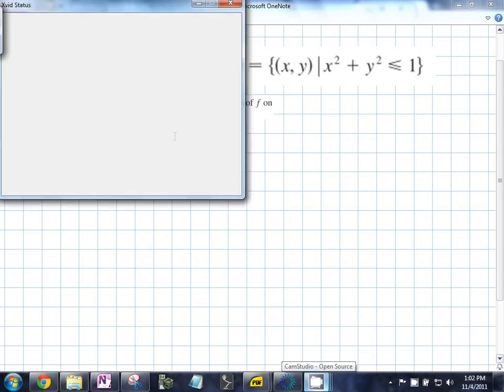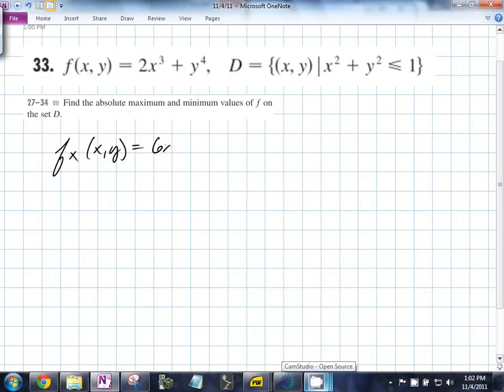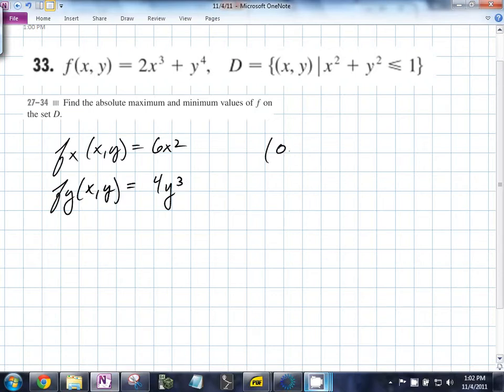fx is going to be 6x squared, and fy of xy is going to be 4y cubed. So this is going to be 0 only when? At what point? 0, 0. Only at 0, 0. Okay, so that's nice.